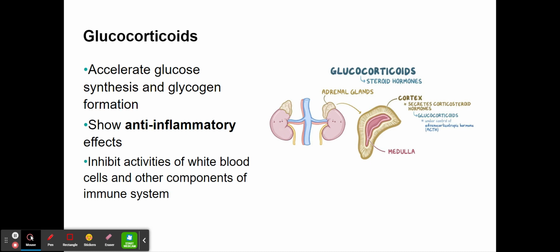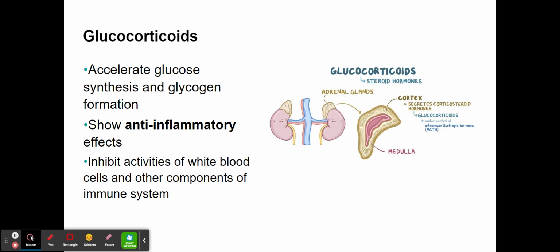Negative feedback regulates glucocorticoid secretion. The glucocorticoids that are released have an inhibitory effect on the production of corticotropin releasing hormone, or CRH, in the hypothalamus, and on ACTH in the anterior pituitary lobe.